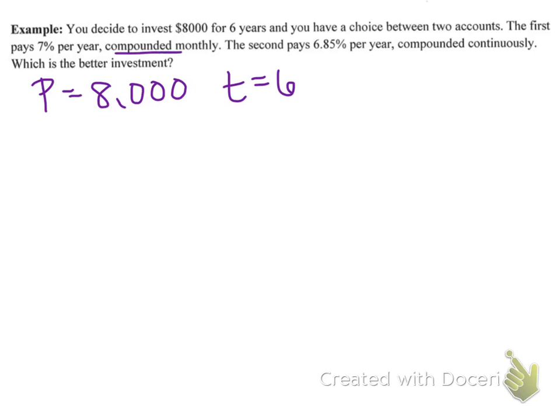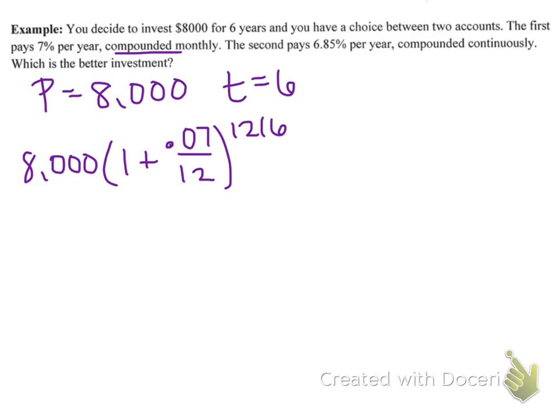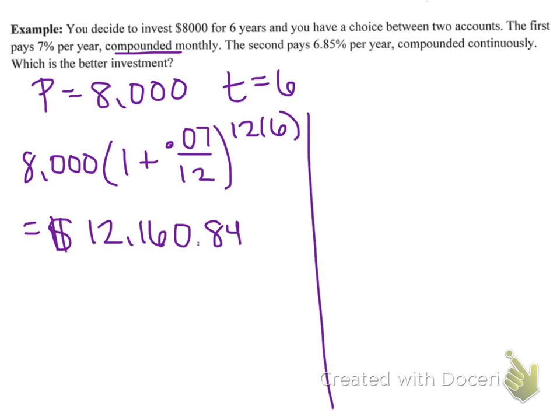So let's do the compounded monthly first. So we'll have 8,000 times 1 plus, I write my interest as a decimal, so 0.07 over 12, raised to the 12 times 6. Obviously you would type this all in the calculator, and we'll practice doing that tomorrow. And the answer you get is 12,160.84. We'll always round to 2 decimal places because it's money.